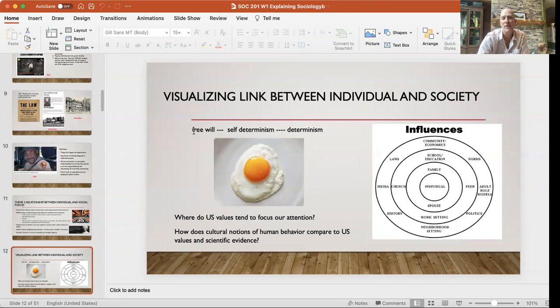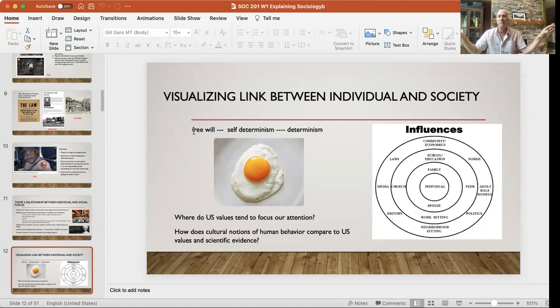So another way to think about this is free will, which is the individual making choices independent of the influence of the context. This is the idea that we all have free will. It's ultimately individual accountability and responsibility. The individual may be exposed to different environmental influences, but it's the individual making that choice, right? Determinism is on the other end of the continuum. We talk about either biological determinism, that people are the way they are because it's biologically determined, or social determinism, where the social environment, the context, is determining the behavior.